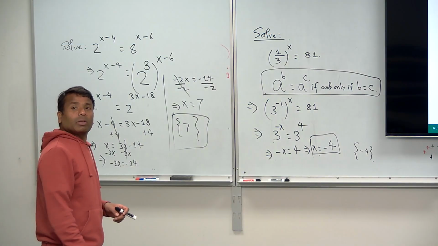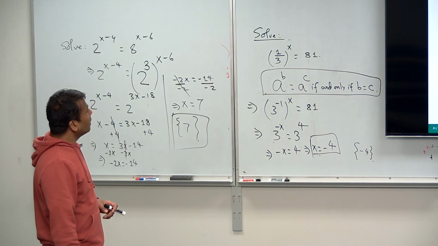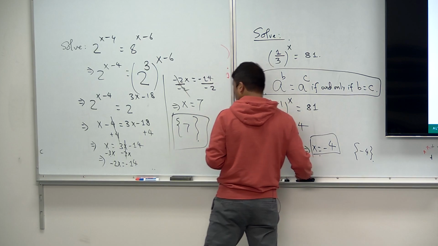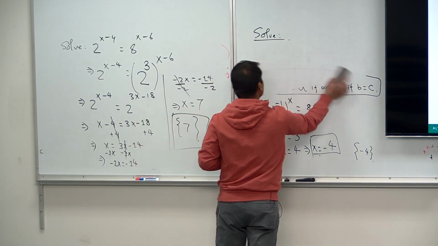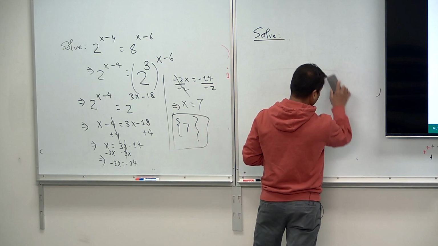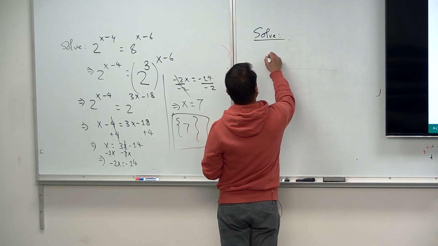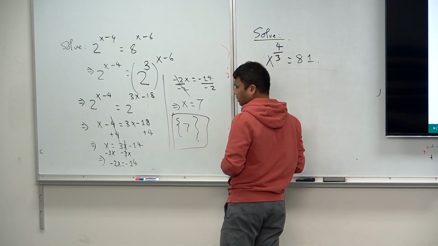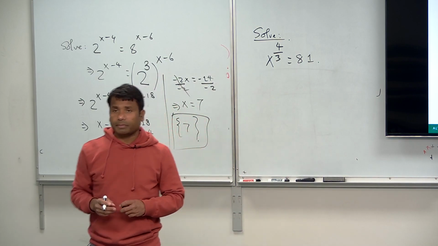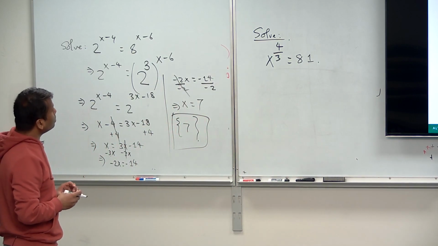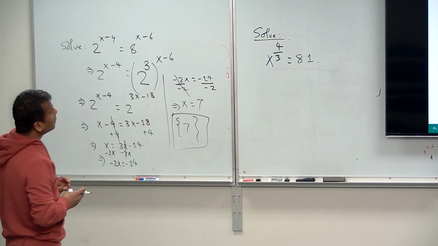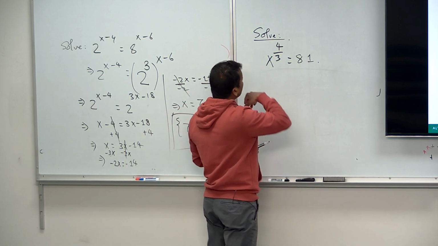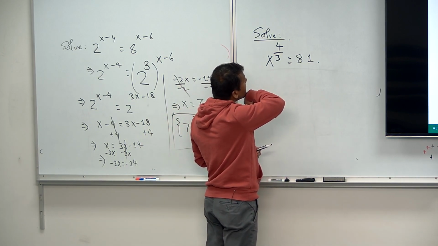Okay, so now how do you solve this one? You know how to solve this one, right? Let me do this one. So solve x to the power 4 over 3 equals 81. So how do you solve this equation? So how do you do that, guys?